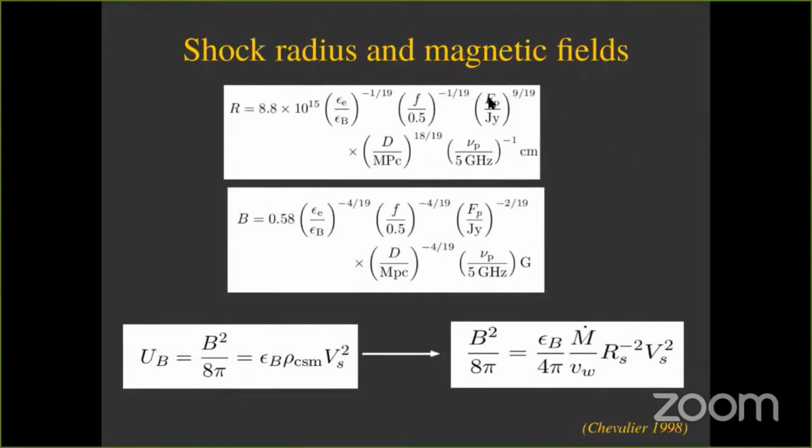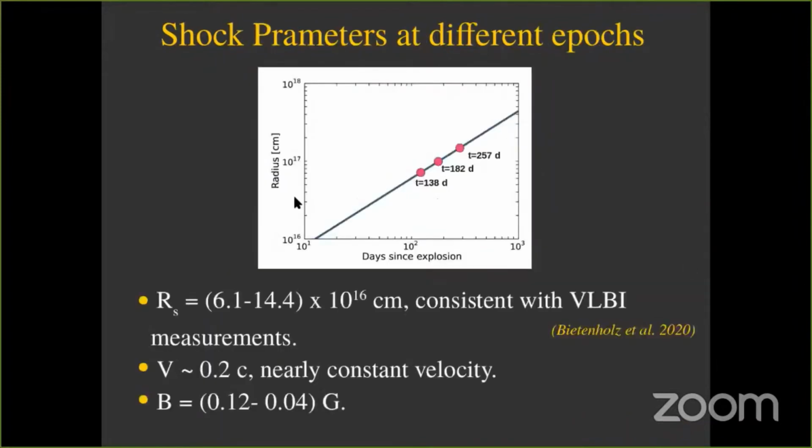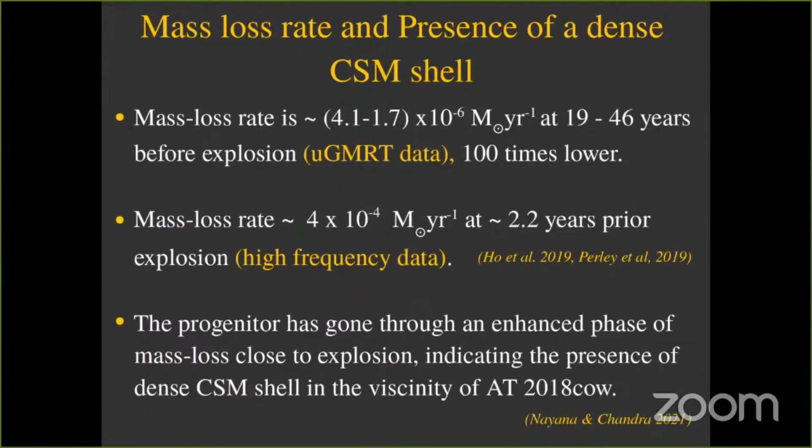As I mentioned previously, we are interested in getting FP and μP from observations and estimating shock radii, magnetic field, and mass loss rate. So we calculated the shock radius at these three different epochs, and we found that the shock radius is expanding as expected from an explosion with a nearly constant velocity. We also estimated the magnetic field strength. The shock radii estimates are consistent with VLBI measurement. VLBI essentially tries to measure the size of the emission by very long baseline interferometry, by high resolution imaging.